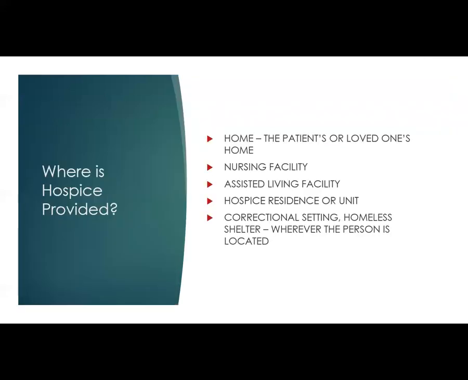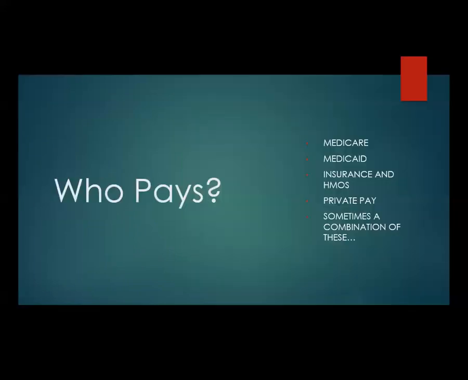So where is hospice provided? We talked about this a little bit before. It can basically be delivered across all care settings. So it can be the home, the patient or loved one's home, nursing facility, assisted living facility, hospice residential unit, correctional setting, homeless shelter, wherever the person is located, you can provide that hospice care. When it comes to pay, it can be things like Medicare, Medicaid, insurance, HMOs, private pay, and sometimes it can be a combination of all these different things to help pay for these hospice services.